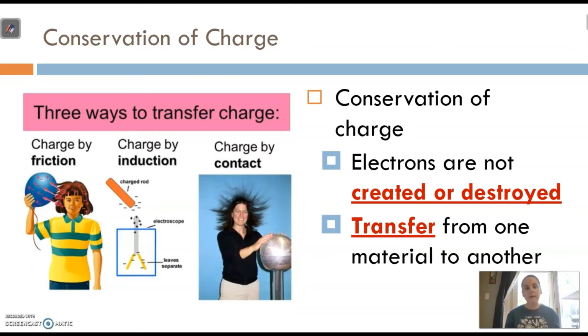The ways that charges can transfer are charging by friction, charging by induction, and charging by contact. If you were to take a balloon and rub it against your hair, that would be charging by friction. You're charging that object to have, probably, more negative charge, because again, it's only electrons moving. Induction would be bringing a negative rod or a positive rod towards some type of scope, and again, electrons are going to be transferred there. In charging by contact, you're touching an object that is already charged, and there's a transfer of electrons.